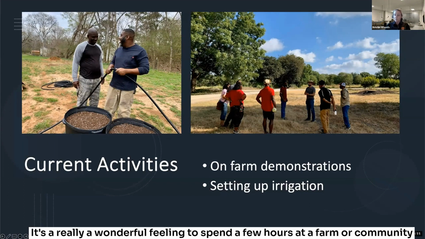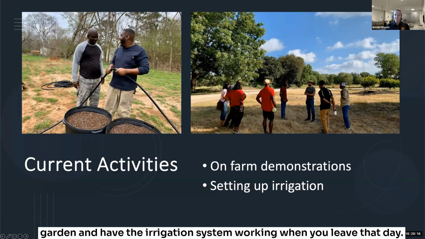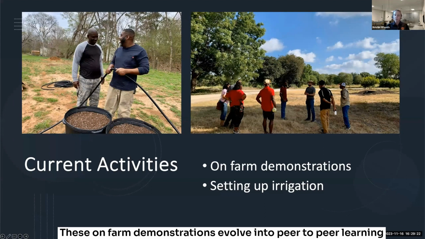It's a really wonderful feeling to spend a few hours at a farm or community garden and have the irrigation system working when you leave that day. These on-farm demonstrations evolve into peer-to-peer learning because the farmers in attendance will reach out to the host farmer for more information or for help with implementation on their farm. And when you have a small team of educators, building this network of farmer peer-to-peer support is imperative.